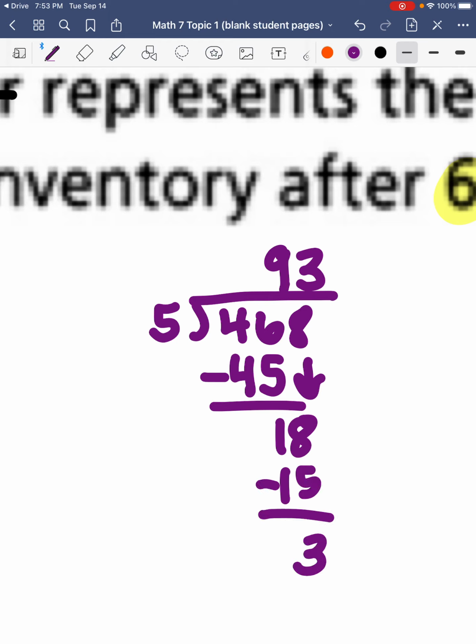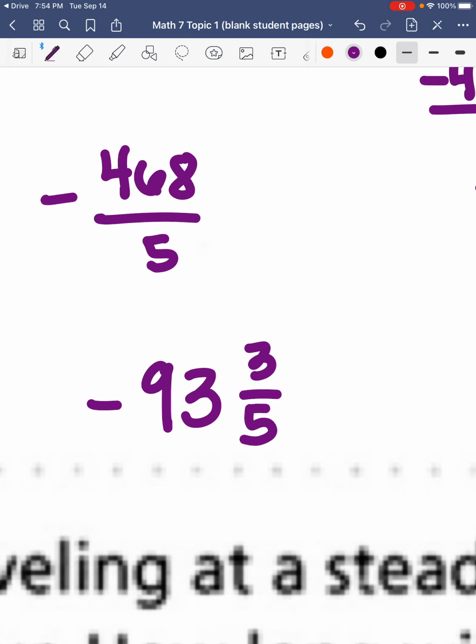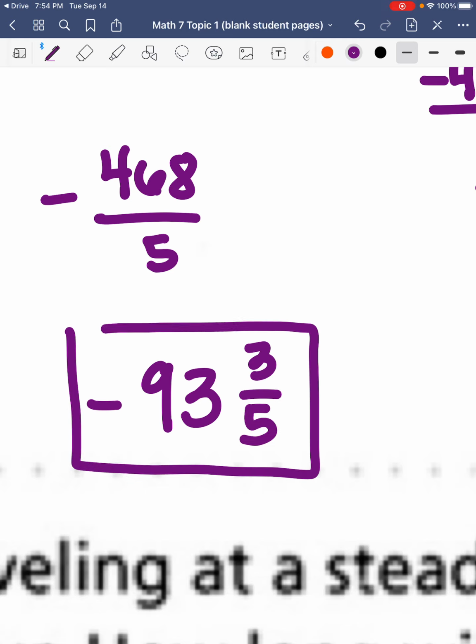We have all the information we need right now to write our answer as a mixed number. Our whole is 93, our numerator is 3, and our denominator is 5. And remember, it's negative. So our answer is negative 93 and 3/5. That's how much his inventory changes after 6 days. Negative 93 and 3/5 bushels of corn.